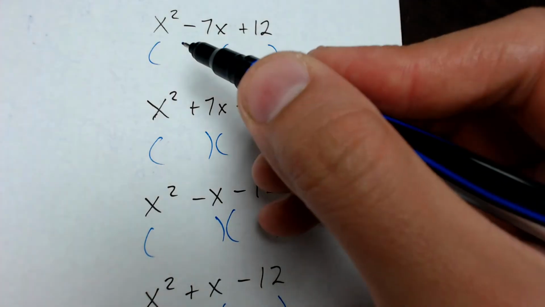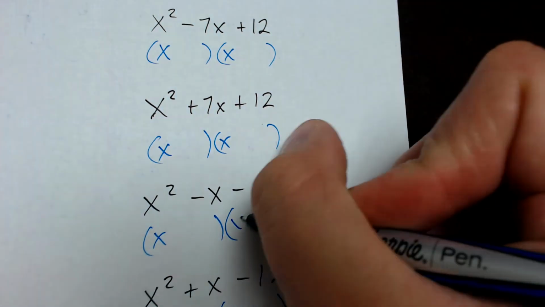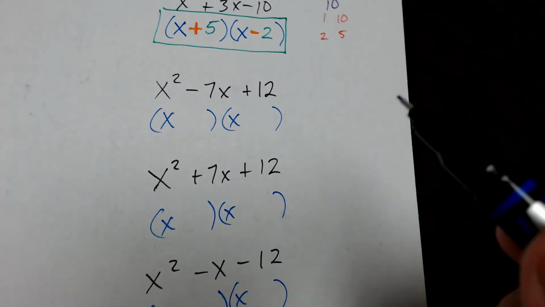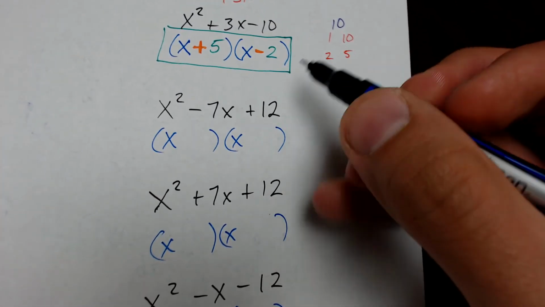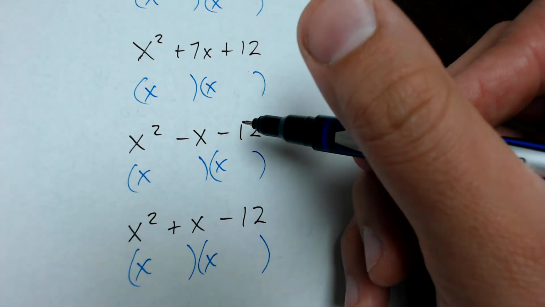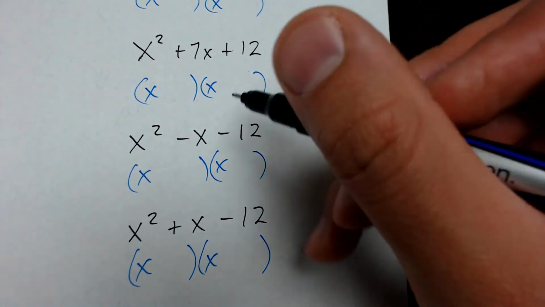And all of our examples start with x squared. So the first terms are going to be x on each one. Now, when it comes to figuring out the signs, these are going to be the rules. Actually, sorry, I guess there's really only 3 rules.